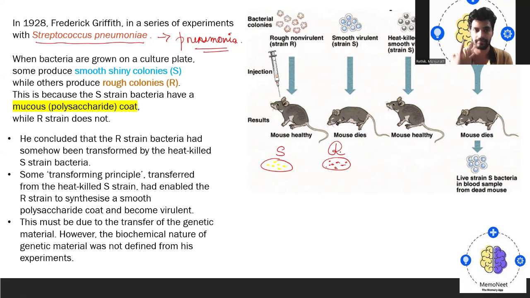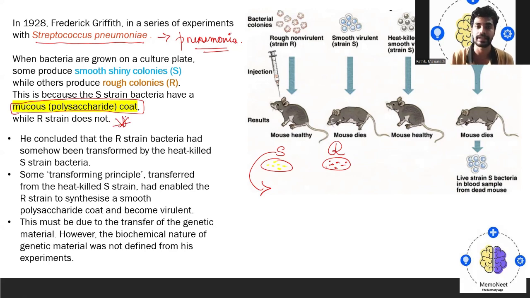The S strain bacteria had a kind of coat; they were covered by mucus, that is polysaccharide. So the colonies were coated by polysaccharides. This is one point, whereas R strain did not have such a coat. This is the difference between S strain and R strain. S strain is the smooth strain with smooth, shiny colonies, and it has the mucus, the polysaccharide coat, whereas R strain has rough colonies, and you do not find such a coat.